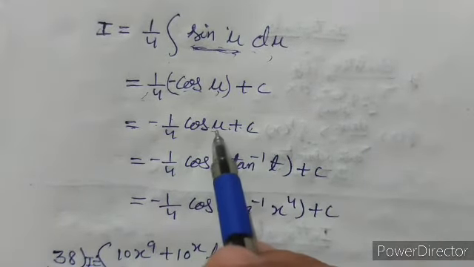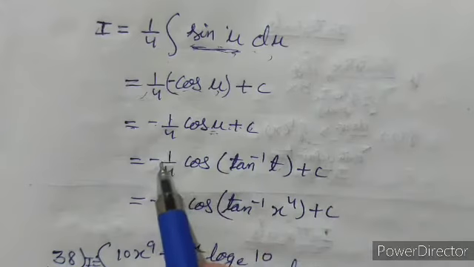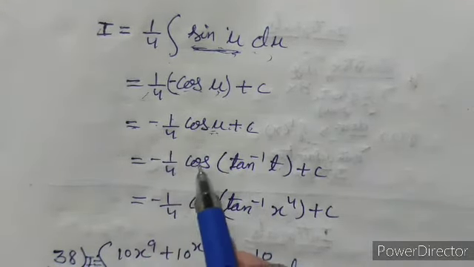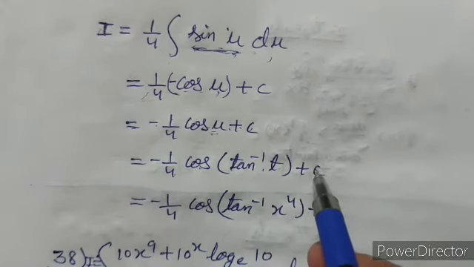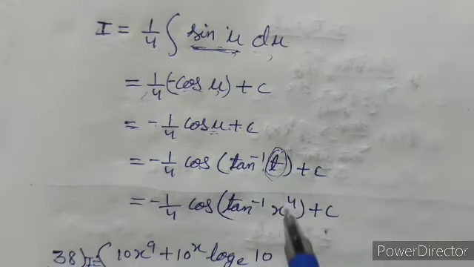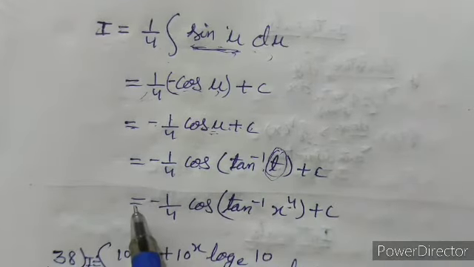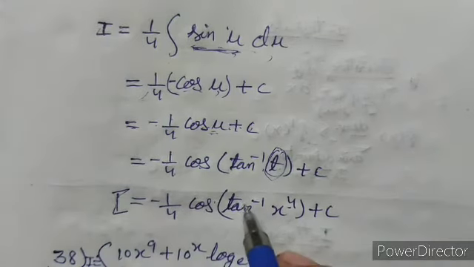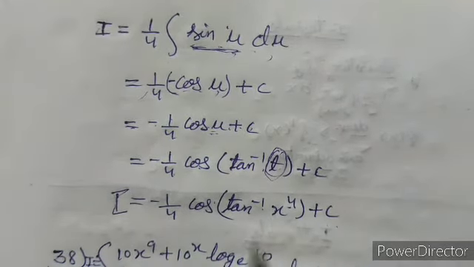Now we have taken tan inverse t as u, so the integral will be minus 1 upon 4 cos tan inverse t plus c. Now t was again taken as x to the power 4, so this will give the integral as minus 1 upon 4 cos tan inverse x to the power 4 plus c.